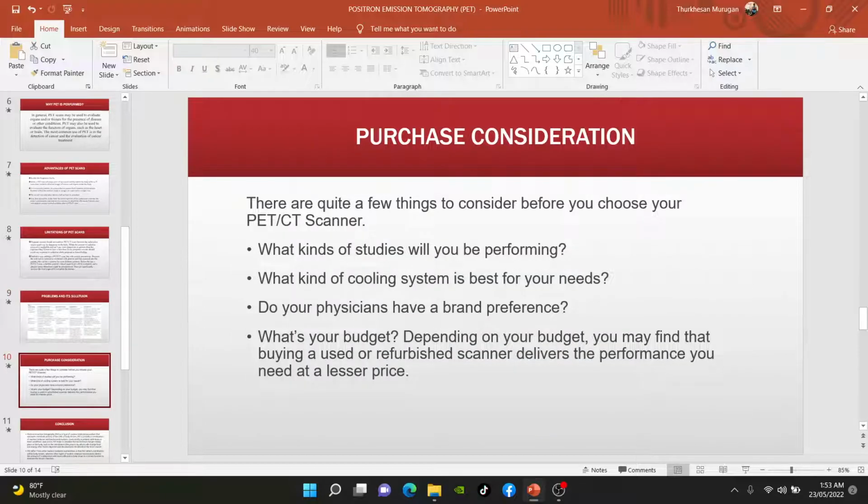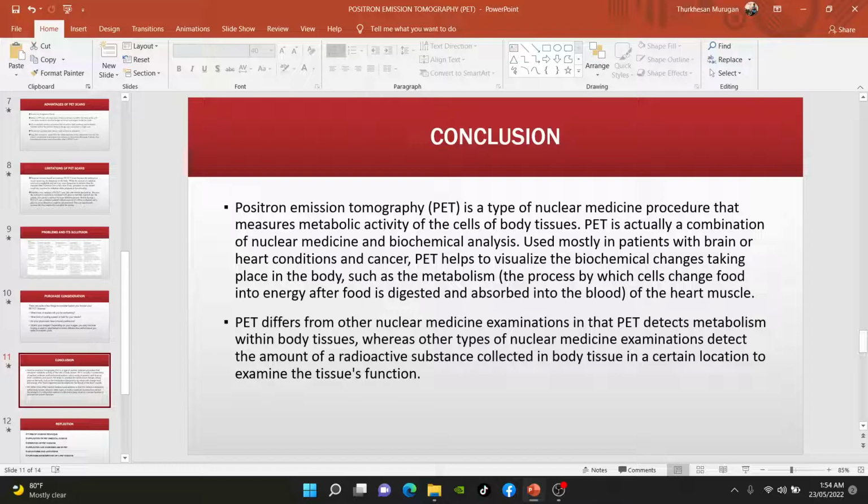So the purchase considerations for PET imaging: there are quite a few things to consider before you choose your PET scanner. The first one is what kind of studies you will be performing. The next is what kind of cooling system is best for your needs. The third one is whether your physician has a brand preference. The fourth consideration is your budget. Depending on your budget, you may find that buying a used or refurbished scanner delivers the performance you need at a lesser price.